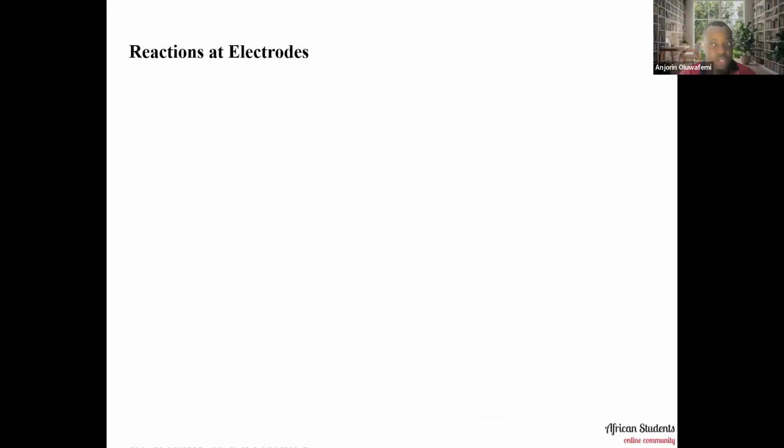Now, what are the reactions at the anode and then the cathode? At the cathode, what we see basically is a reduction, which is a gain of electrons. So we discovered that the cathode is negatively charged. So reduction, or gain of electrons, is what takes place at this particular electrode. Okay. The second one is the anode, which is the positive electrode.